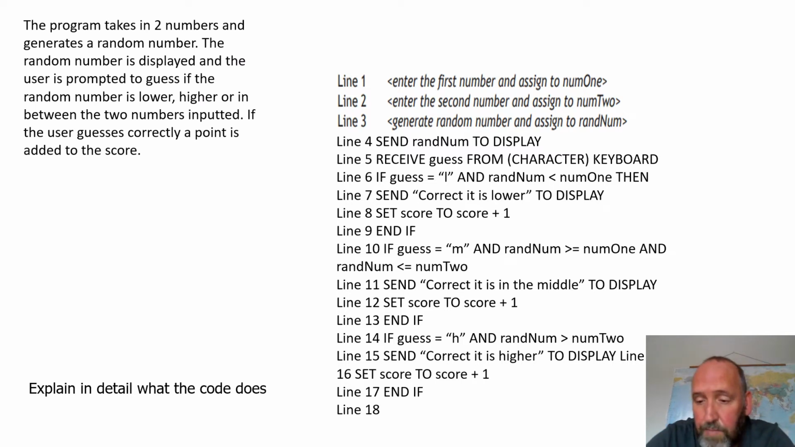Well, I said that the program takes in two numbers and generates a random number. The random number is displayed and the user guesses. It's important to guess if the number is lower than, higher, or in between the two numbers inputted. If the user guessed correctly, a point is added to their score.